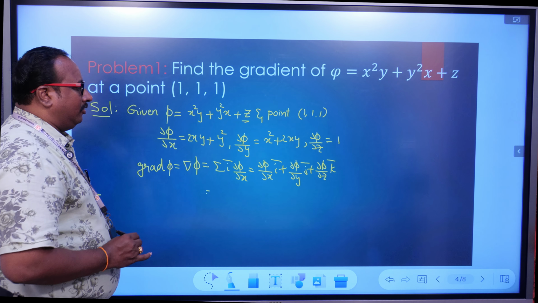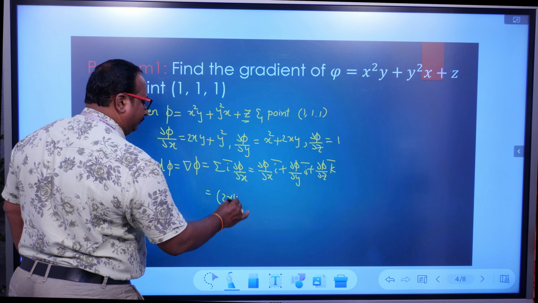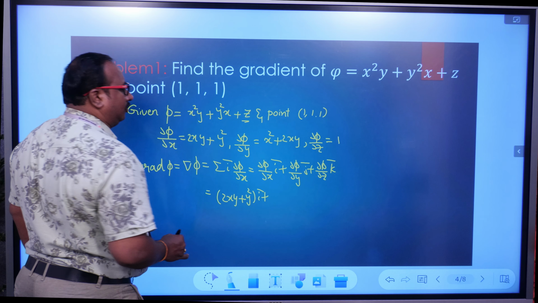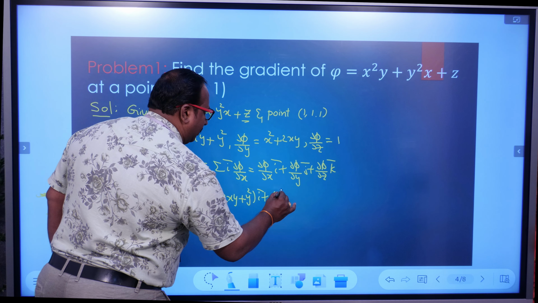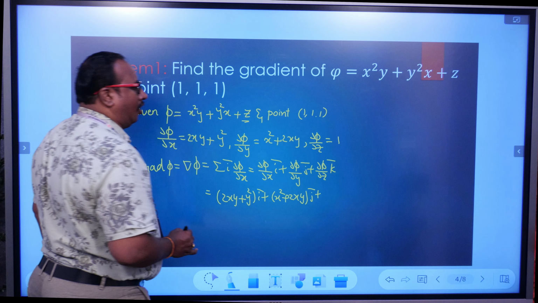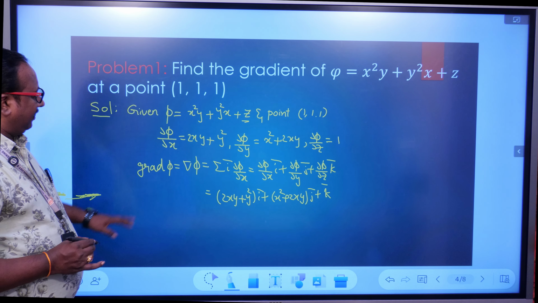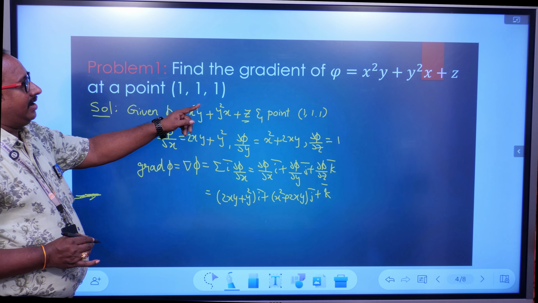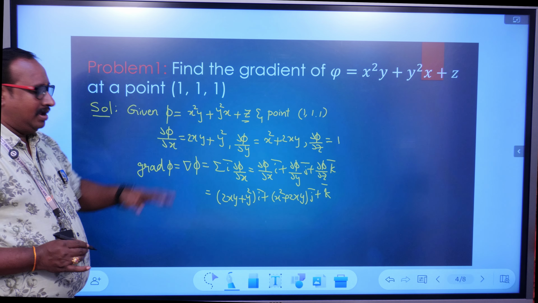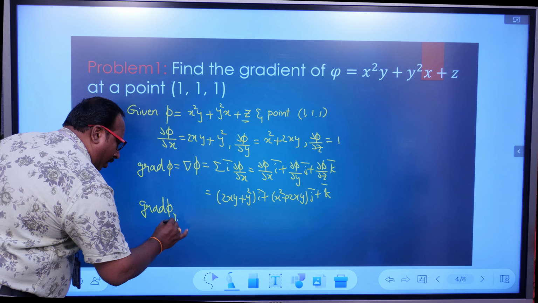So, substitute all values. Dou phi by dou x is 2xy plus y square into i bar plus dou phi by dou y, x square plus 2xy into j bar plus dou phi by dou z, that is 1 into k bar. Okay, so this is grad phi, but we want to find the gradient of the given scalar point function at the point. What is the given point? 1, 1, 1.